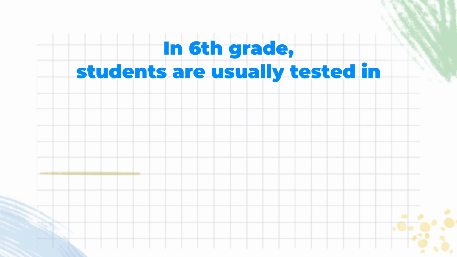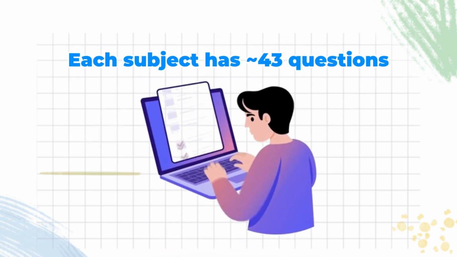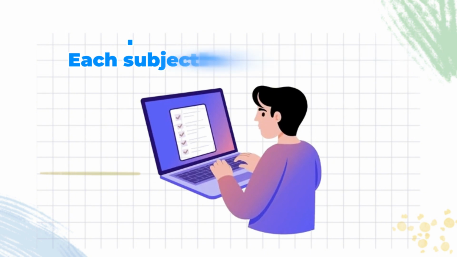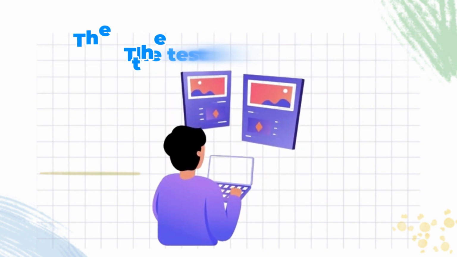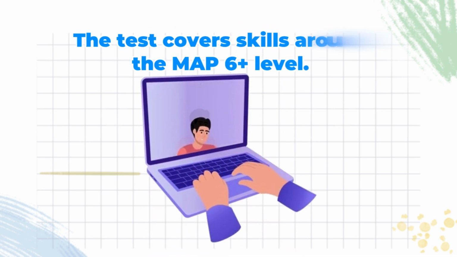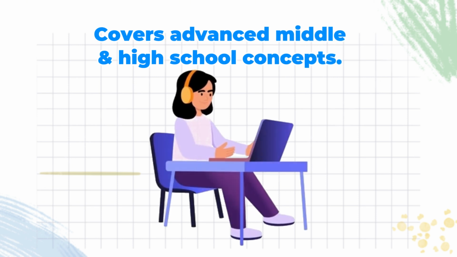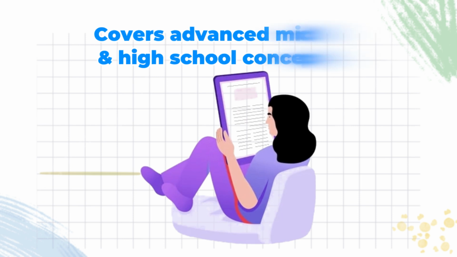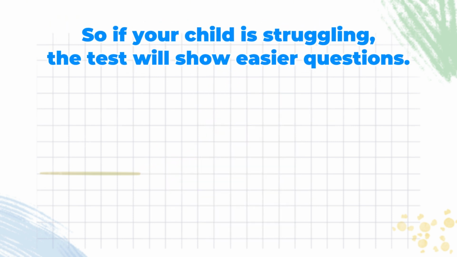In 6th grade, students are tested in math, reading, language usage, and in some schools, science. Each section usually includes around 43 questions, and the test is untimed, so students can work at their own pace. 6th grade is also an important transition year. In math, students move into the MAP 6+ test, which includes more advanced middle school and even high school level concepts. If your child struggles, the test may show questions from earlier grade levels.